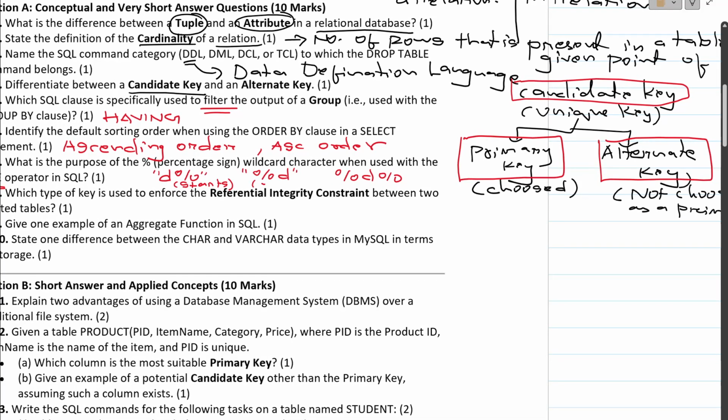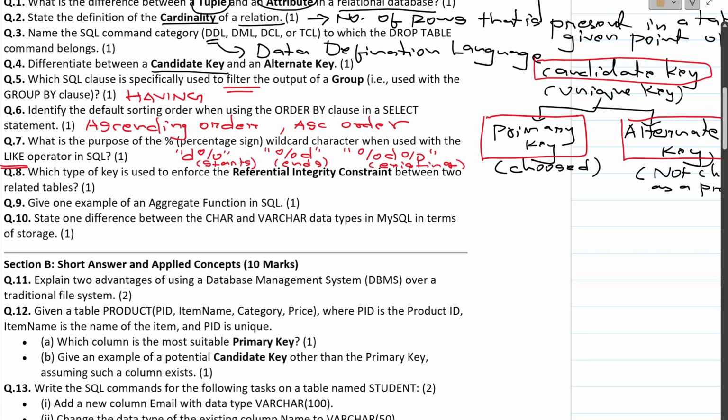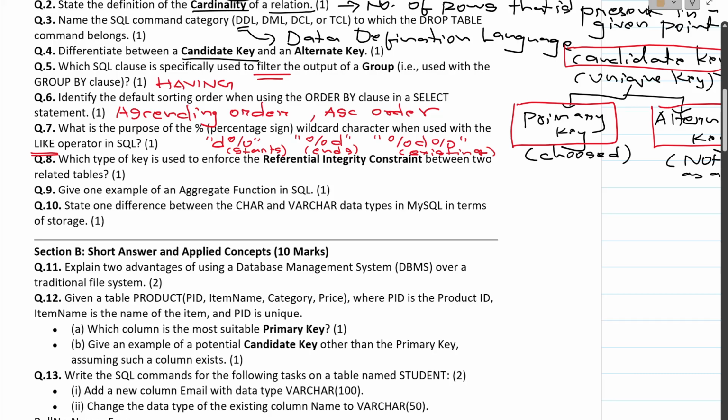We are checking whether it is ending with that particular thing or not. And whenever we have percentage on both sides, that means we are checking whether this particular D is existing in that particular word or not. This is what we are checking whenever we are using the percentage sign. Okay, so if anybody asks you the purpose, you can start writing it down according to the placement of the percentage sign.